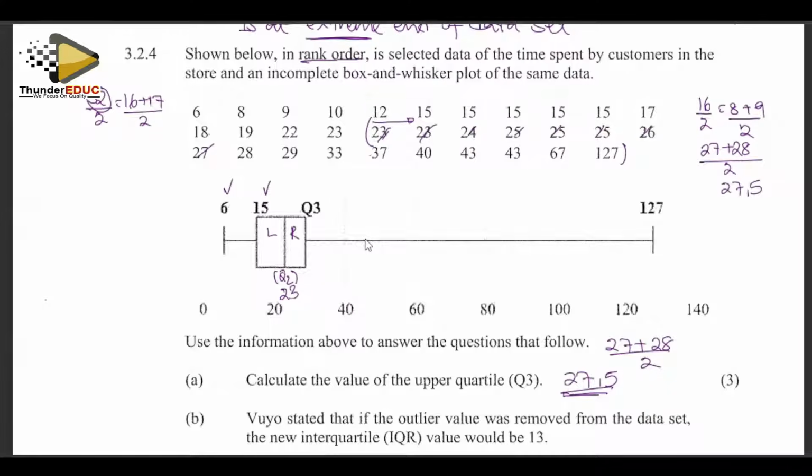16, I said 1, 2, 3, 4, 5, 6, 7, 8. So these are the 2 numbers that will remain. I will add them and I will divide by 2. Remember, quartiles are medians. So say 1, 2, 3, 4, 5, 6, 7, 8.